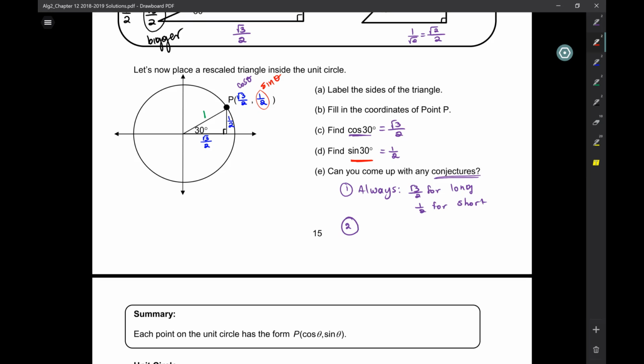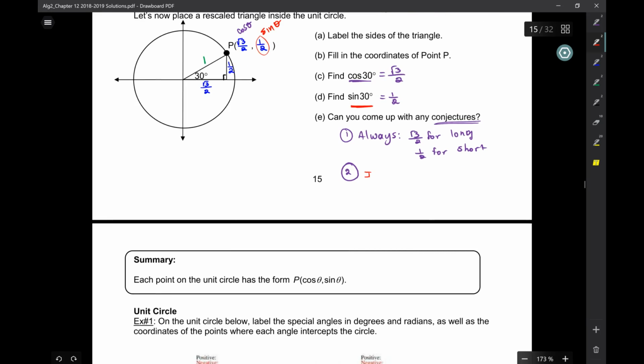So when I find the coordinate point of this point, how did I get this point? How much did I go across? How much did I go up? That gives me the coordinate point. Once I get the coordinate point, the x value is always the cosine. The y value is always the sine. Okay? So in the coordinate point, x is always cosine of theta. Y is always sine of theta.